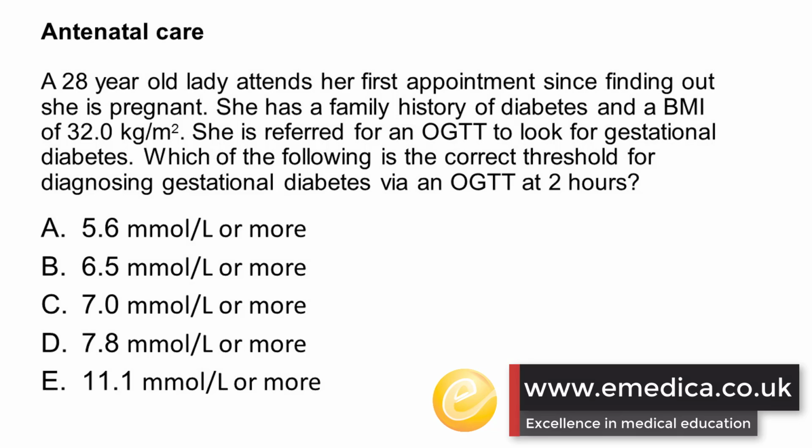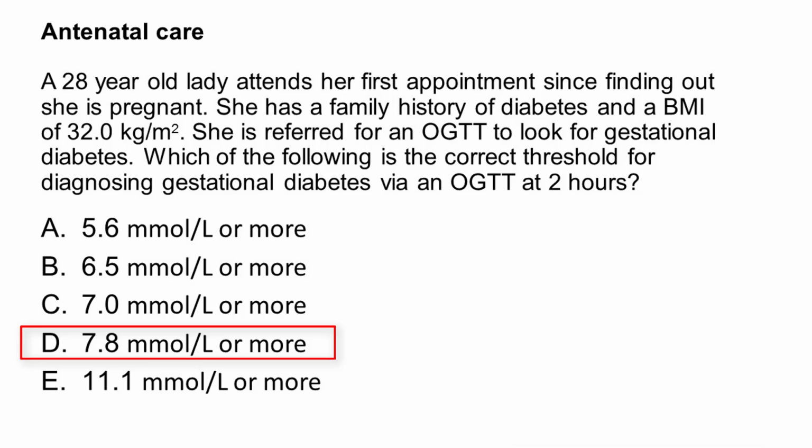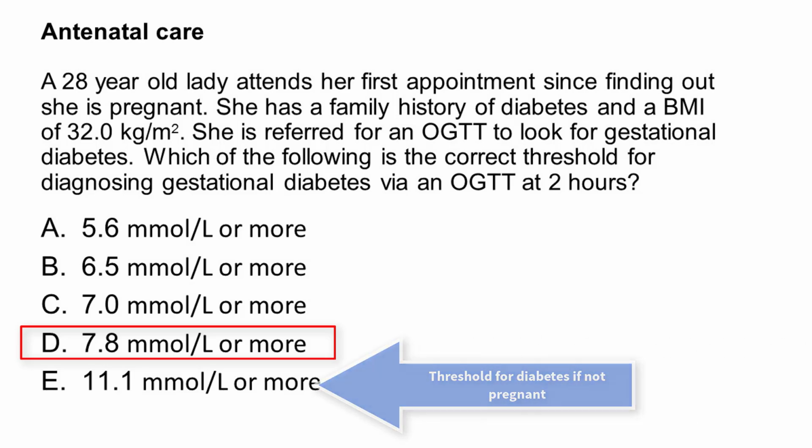So the correct answer here is D, 7.8 millimoles per litre or more. And it's a tricky question, and that's because this threshold recently changed in the most recent NICE guidelines on diabetes. On top of that, the reference range is very different in gestational diabetes than it is for someone who's not pregnant. So in the normal population, on an OGTT at 2 hours, we'll be looking for a threshold of 11.1 millimoles per litre or more, so that can be a distraction.